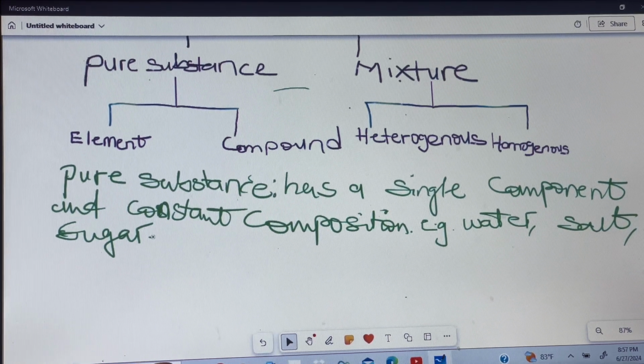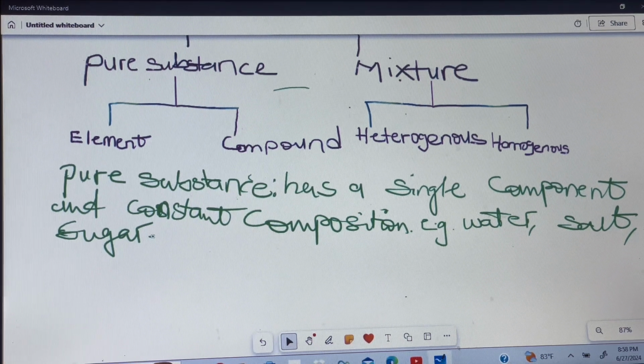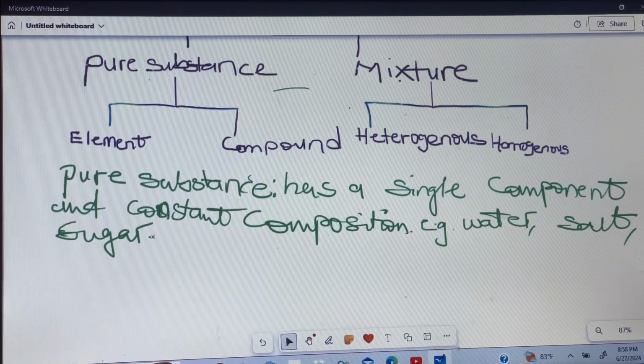So a pure substance has a single component and constant composition. As you can see, water has just a single component, which is just water. No matter the size or the quantity, it remains water. Nothing is mixed with it. It's just water, pure. Salt, the same thing. You look at it, it's just salt by itself. Even if you have a bag of salt or a cup of salt, it's the same salt. It's just a pure substance. Then sugar, the same thing.